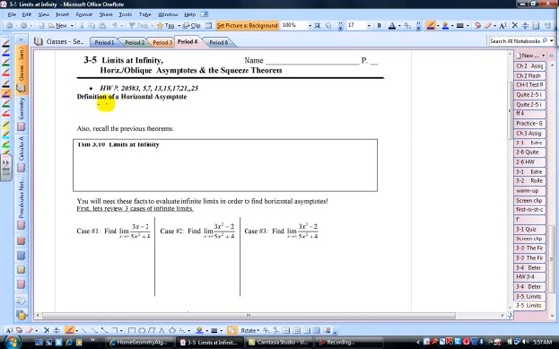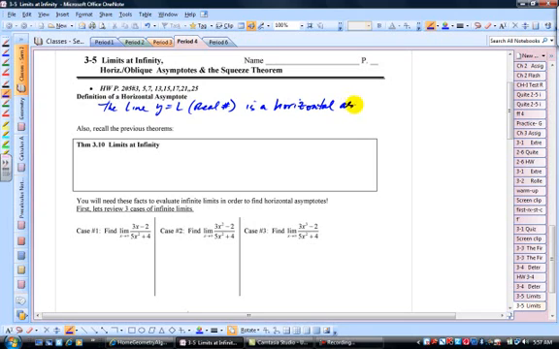We say that the line y equals L, where L is some real number, it could be negative, positive, or zero, it doesn't really matter, it's a real number, is a horizontal asymptote of the function f, where f can be anything, if the following happens: if the limit as x goes to infinity of the function equals that real number L.